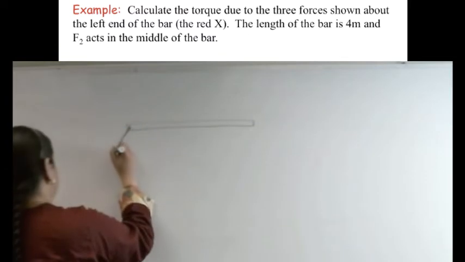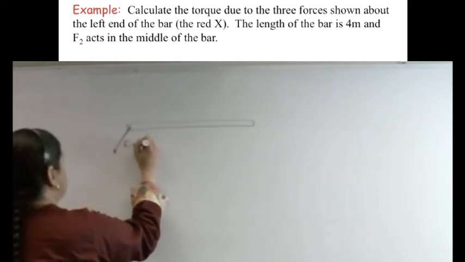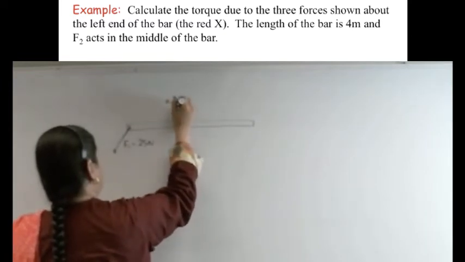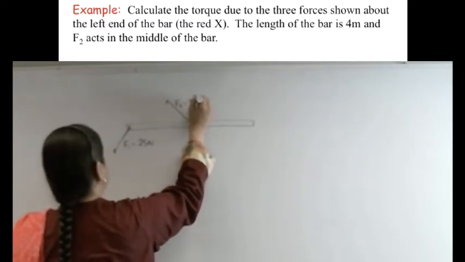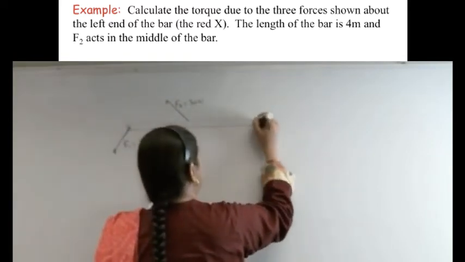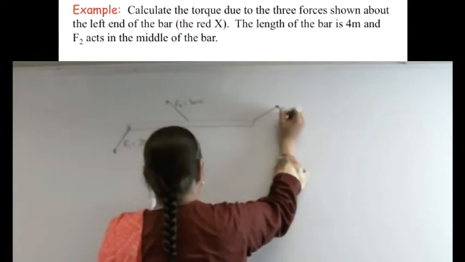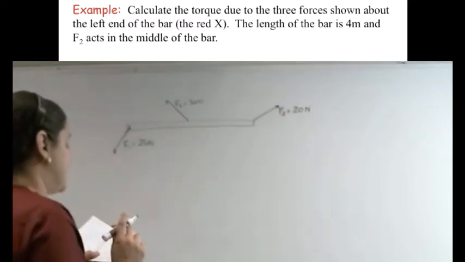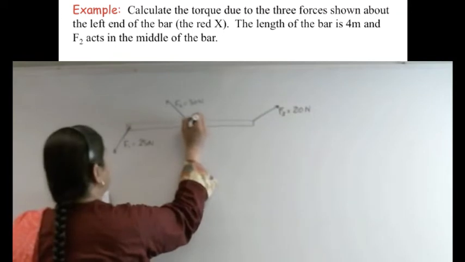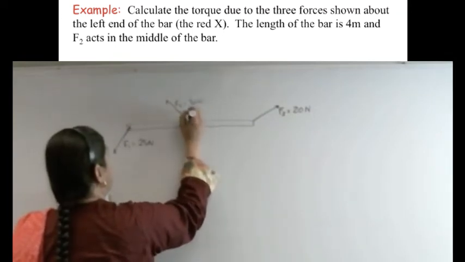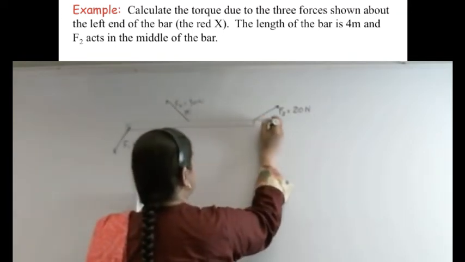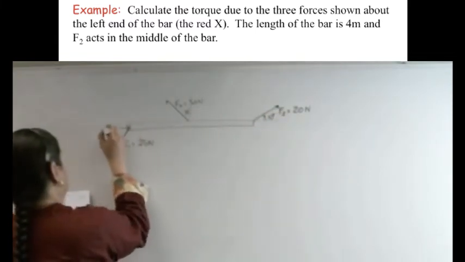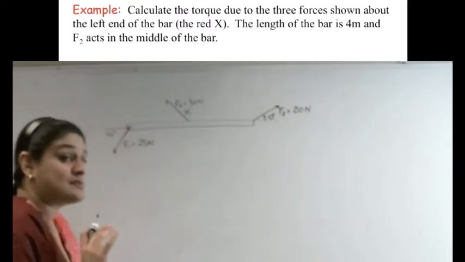One is acting this way, F1, which equals 25 newtons. The other one is acting that way, F2, which is 30 newtons. And the third one is acting this way, F3, equals 20 newtons. Each of them is acting at an angle. This one is acting at an angle of 30 degrees, this one at 10 degrees, and this one at 45 degrees.